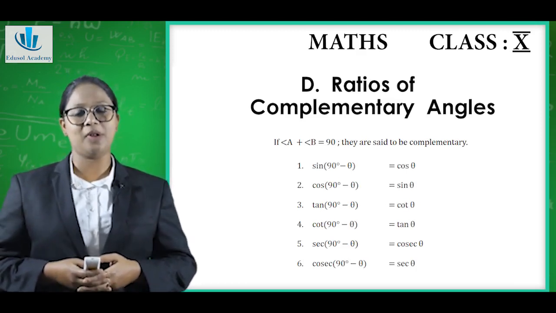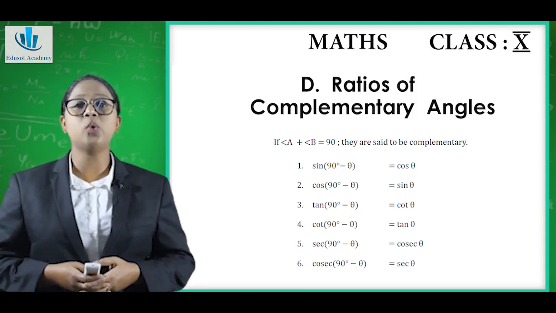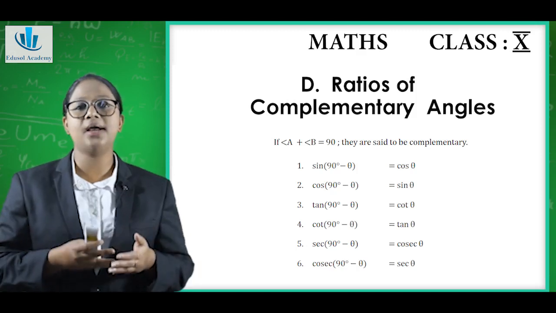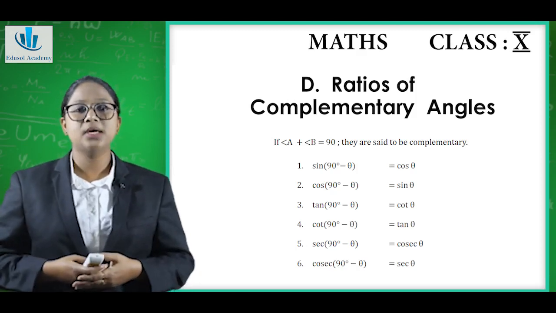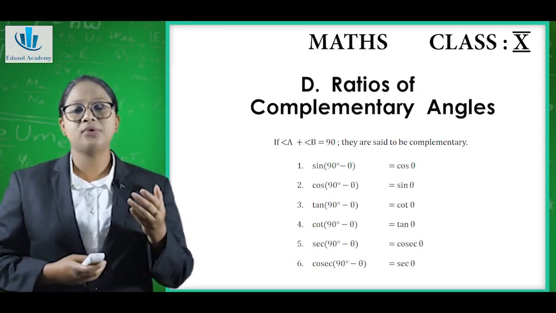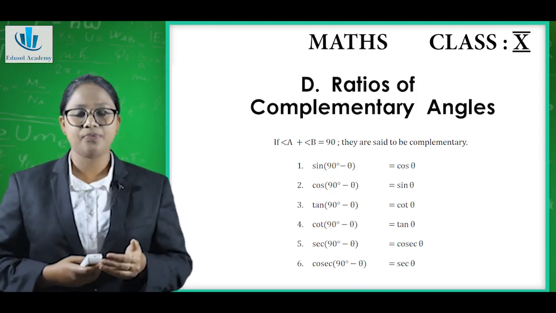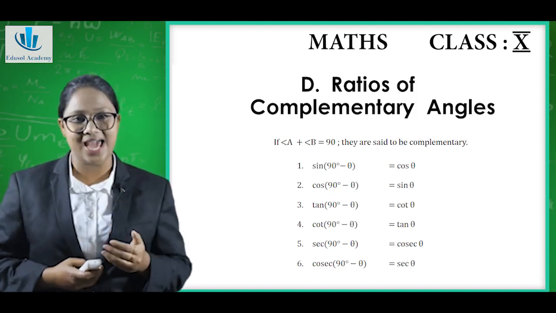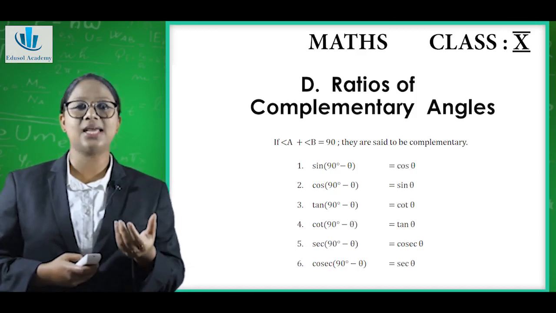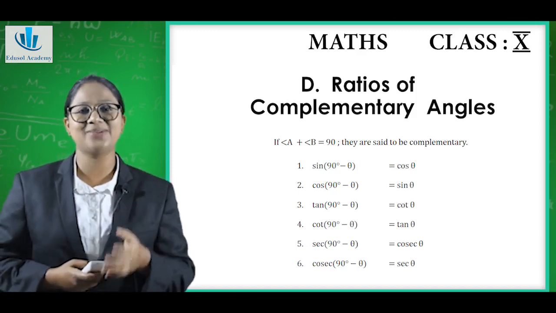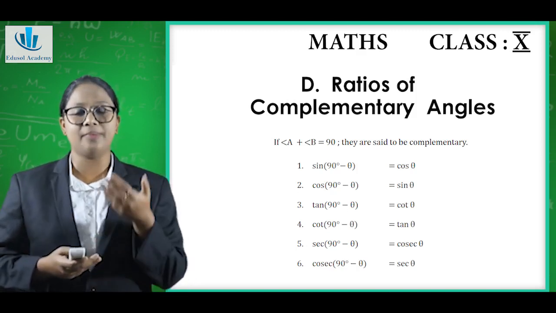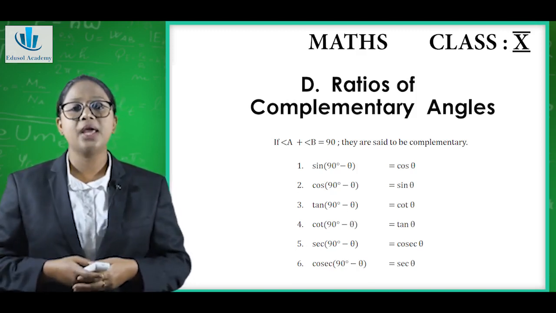What do you mean by complementary angles? If two angles add up to 90 degrees, we can say that one angle is a complement of the other one. So remember when we studied the names of the ratios: for sine it was cosine, for tan it was cotan, and for secant it was cosecant. The names of those ratios come from the concept of complementary angles.